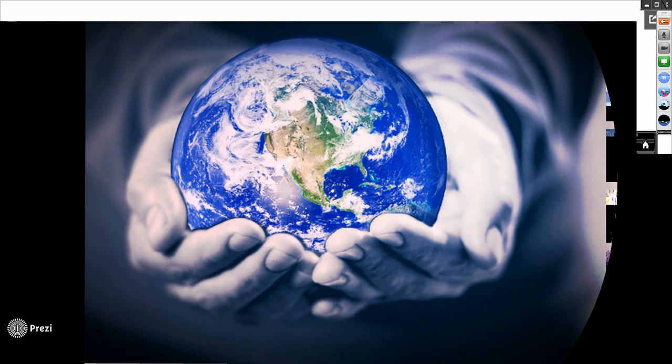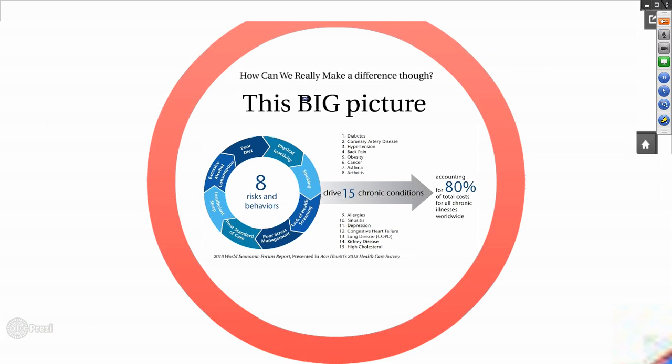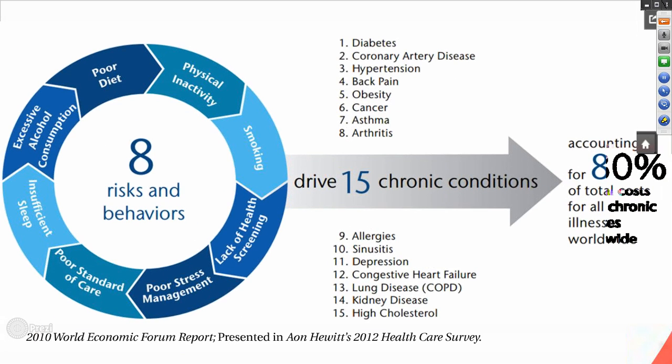So what is the big picture? How can we really make a difference? In anything I do or anything I learn or study, I always like to think about the big picture. What is really going on here? I really, really love this slide. It was presented in the World Economic Report, and also presented in Hewitt's 2012 Healthcare Survey. What this shows is the 8 risks and behaviors: poor diet, physical inactivity, etc. They're saying these things drive the 15 chronic conditions that account for 80% of total health costs for all chronic illnesses in the world. Does this make sense?